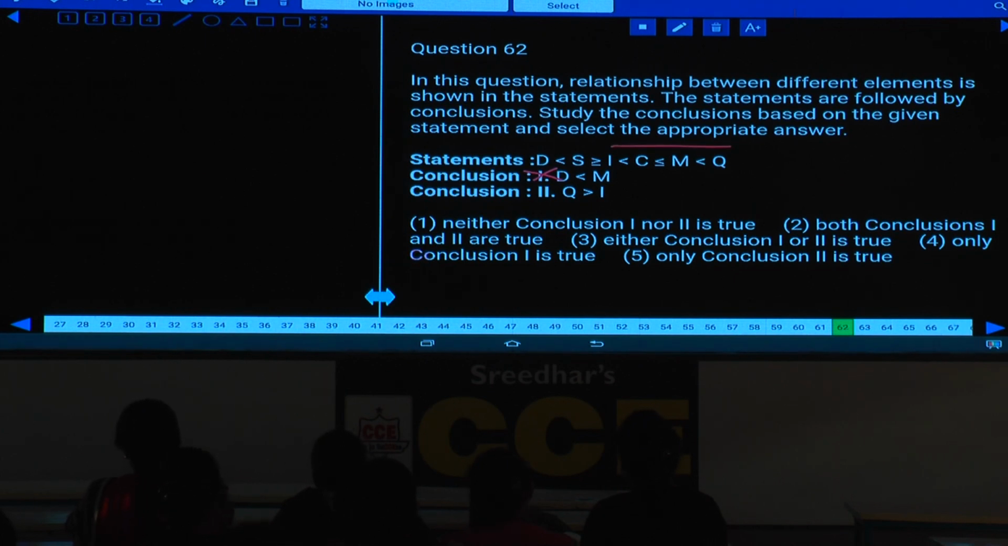Lesser than is common. I lesser than Q definitely true. Q greater than I is true. Then what is your answer? Only conclusion 2 follows. Only conclusion 2, that is choice 5. Now question number 62, choice 5.